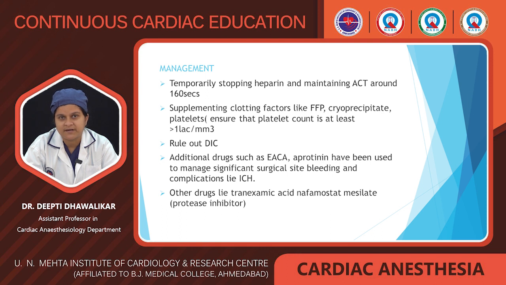Management. Temporarily, we can stop heparin and maintain ACTs around 160 to 180 seconds. We can supplement clotting factors by giving FFP, cryoprecipitate, platelets, and one should ensure that the platelet count is at least more than 1 lakh per cubic millimeter. If there is bleeding of unknown origin, then one should always rule out DIC. Additional drugs such as epsilon aminocaproic acid and aprotinin have been used to manage significant surgical site bleeding and complications like ICH. However, aprotinin is not used these days because of the renal complications associated with it. Other drugs like tranexamic acid and nafamostat mesylate can also be used to control bleeding.